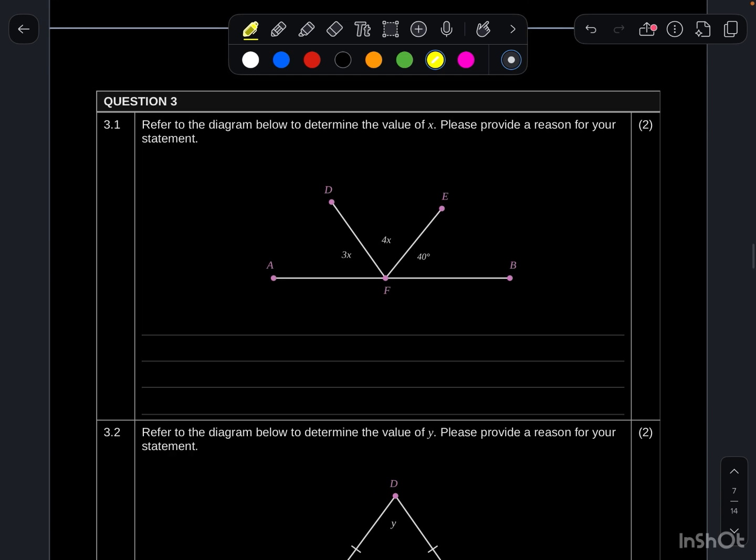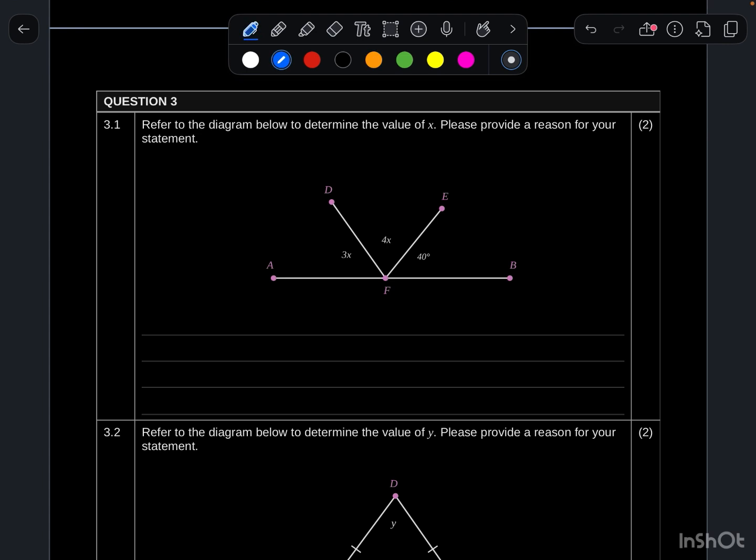Question 3. Refer to the diagram below to determine the value of x. Please provide a reason for your statement. Okay, so we are using angles on a straight line here because you can see we can add these all up to get the total. Here we can see angles on a straight line.